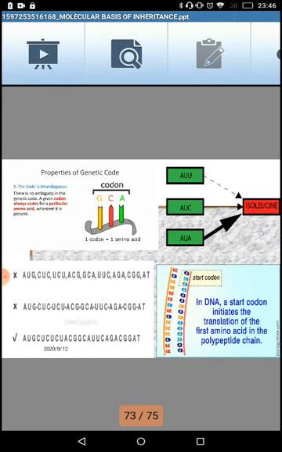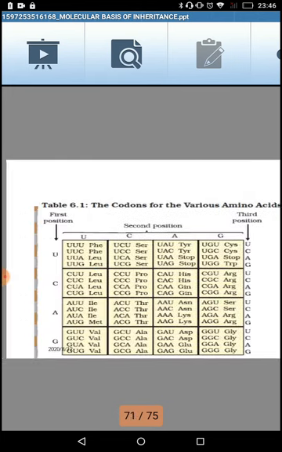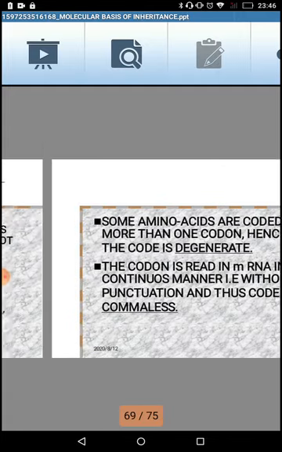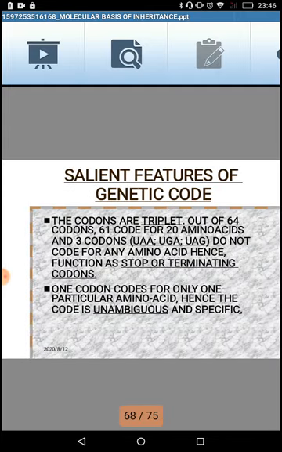These are some of the understanding parts of the genetic code. Now I am reverting back the slide, and I am just going through the things which I have made you understand. First point, salient features of the genetic code. The codons are triplet. Out of 64 codons, 61 code for 20 amino acids and 3 codons, as I said, UAA, UGA, UAG, do not code for any amino acids. Hence, they function as stop or terminating codons.